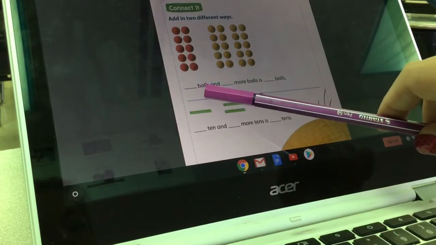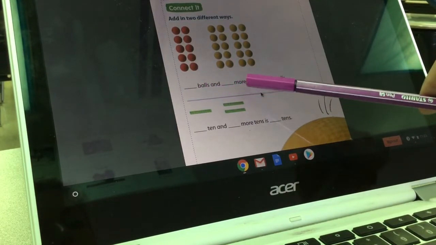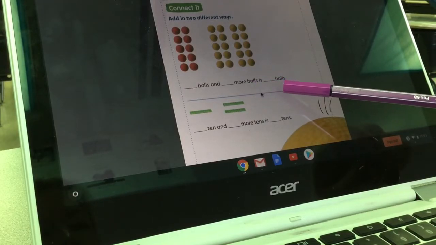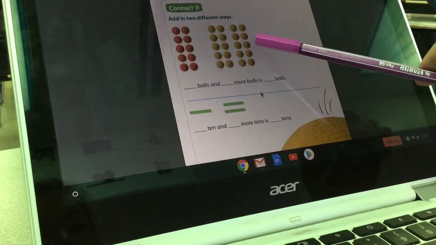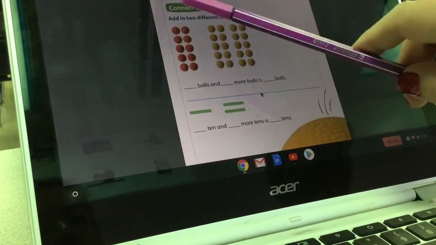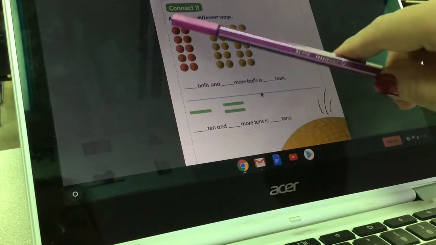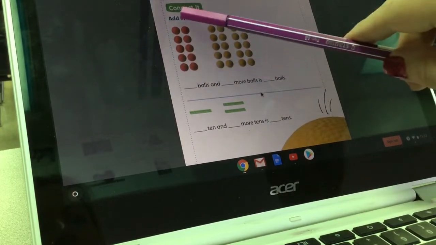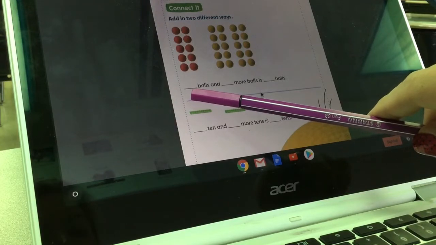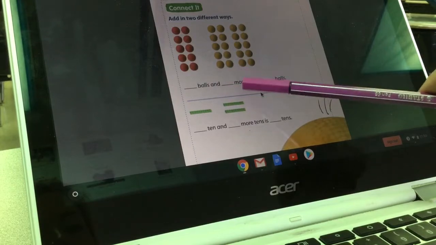It says balls, and more balls is balls. So what they want us to do is take a look at the 2 different groups we have here. See this big space in between our 2 groups? So in our first group, we have how many? 10 balls. Please put 10 on this line. 10 balls and more balls.